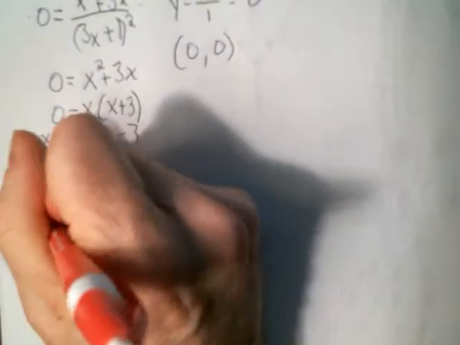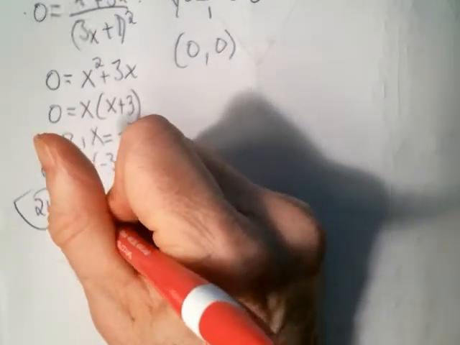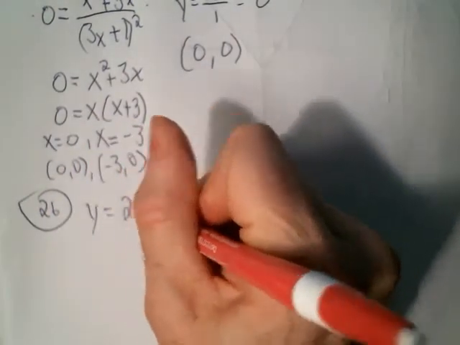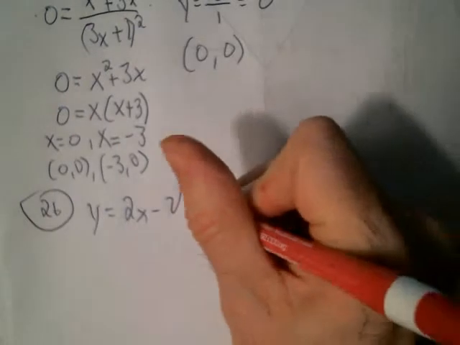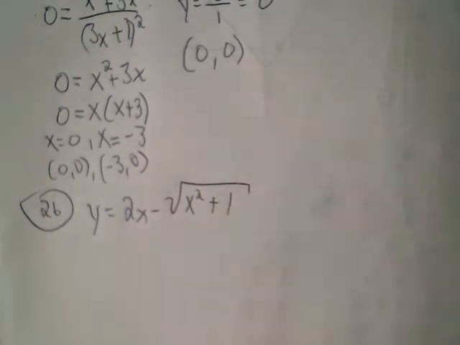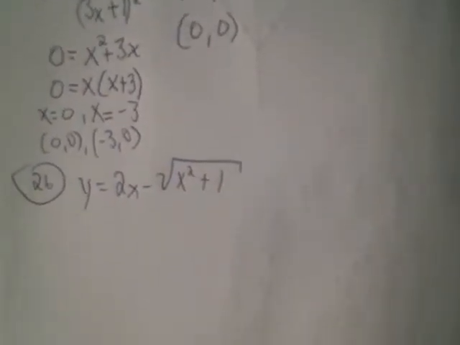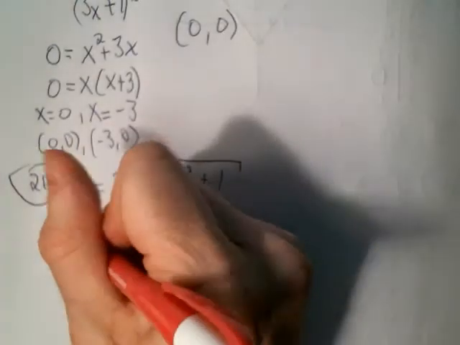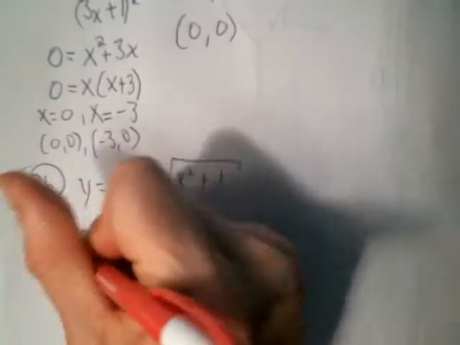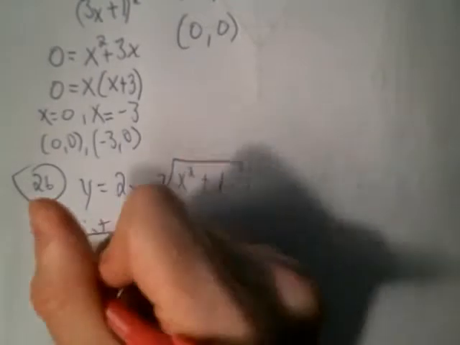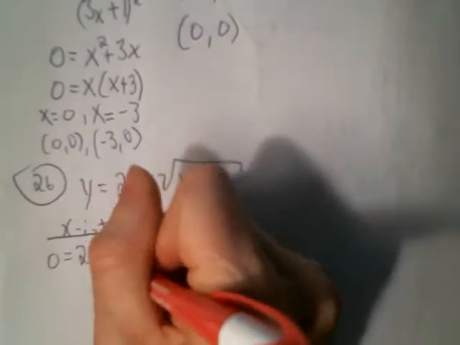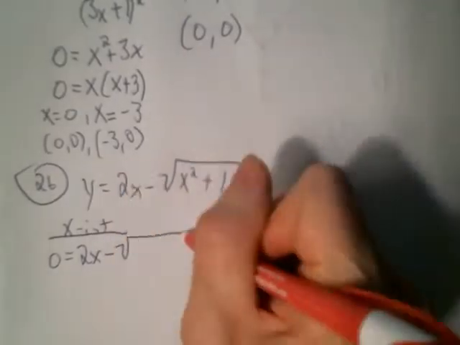So another kind of equation we worked with was the radical equations. So for example, number 26, y is 2x minus the square root of x squared plus 1. Okay. So here you see you're going to have some radical stuff to deal with. We find the x-intercept. Again, you're letting y equal 0.